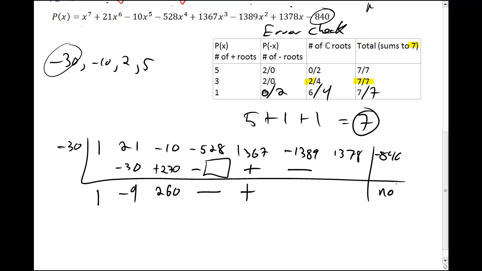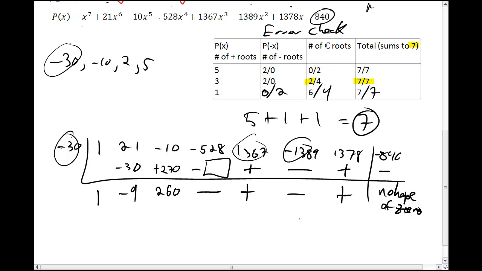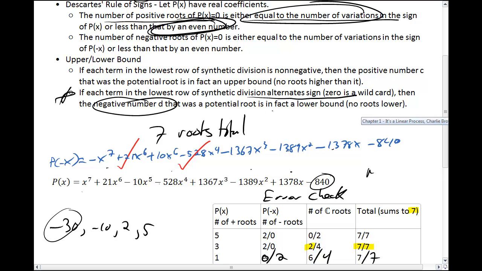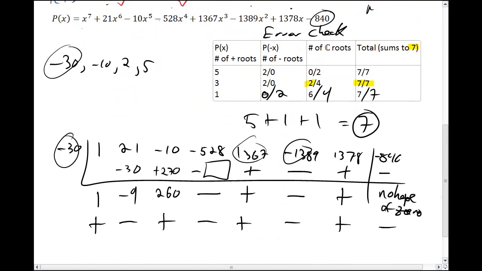The point is I have no hope of getting a 0 over here, because these numbers are ending up being negatives and positives and negatives. And so instead I'm going to get a very large negative number. Maybe in the millions probably, because negative 30 is pretty big, and I'm multiplying some pretty large numbers by negative 30. All I care about is that I have positive, minus, positive, minus, positive, minus, positive, minus. This is that alternating sign that we're talking about. And that means that we're looking at negative 30 as being a lower bound.